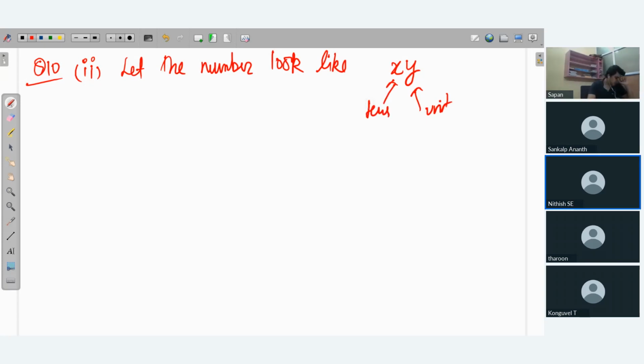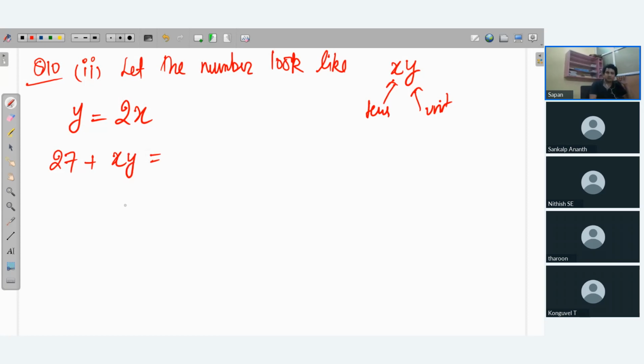Can you read the question again? The units digit is twice the tens digit. So Y is equal to 2X. If 27 is added to the number, the digits interchange their places. So if I add 27 to the number, I get the number which looks like YX.